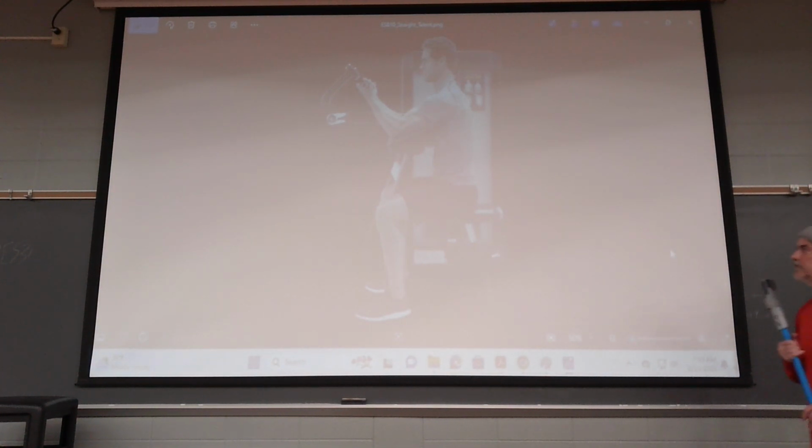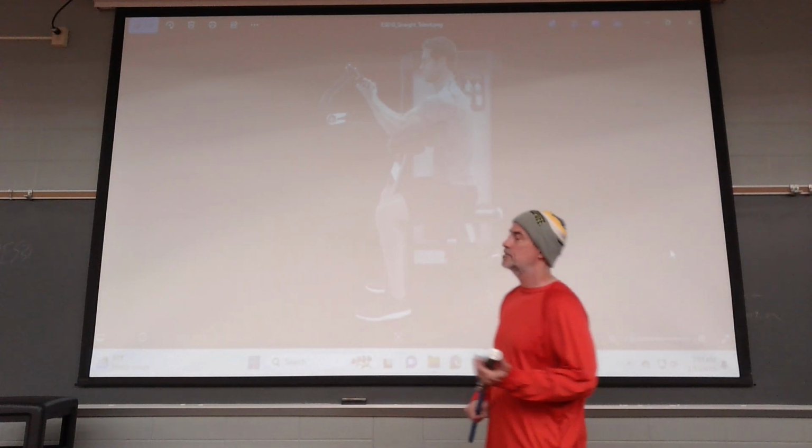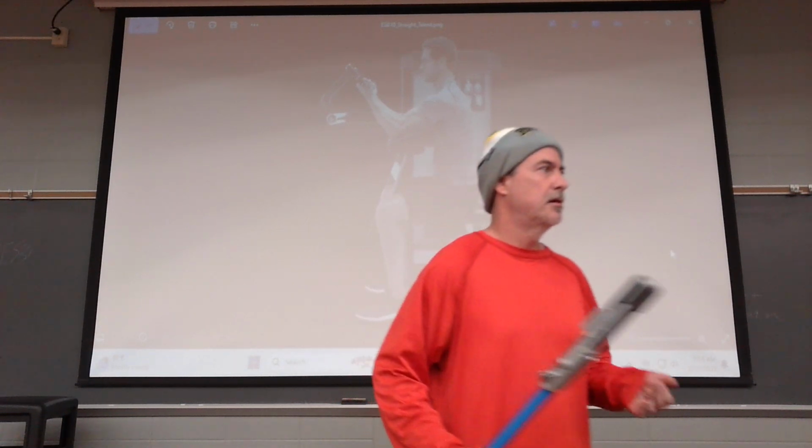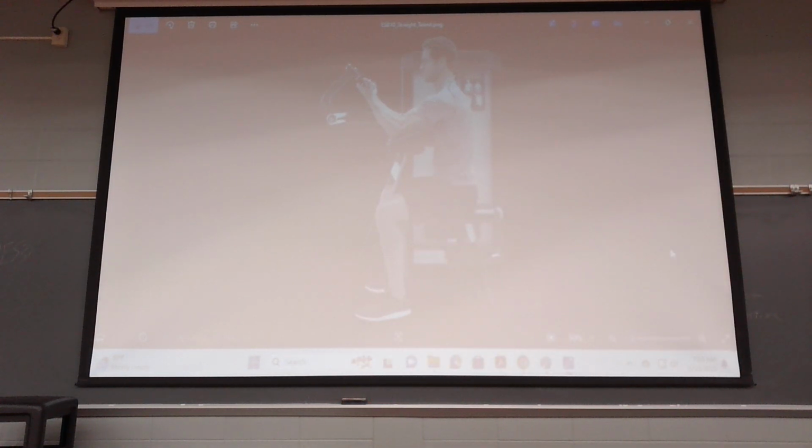Positions of knees, hips, shoulders, elbows, wrists. Reminds me of that song when I was a kid. Head, shoulders, knees and toes, knees and toes. Position: knee, hip, shoulder, elbow, wrist.